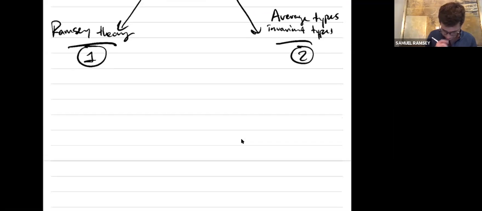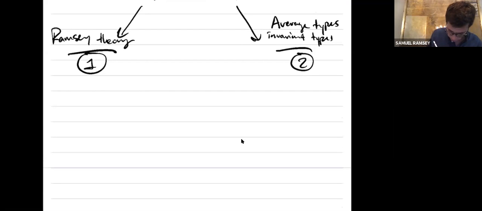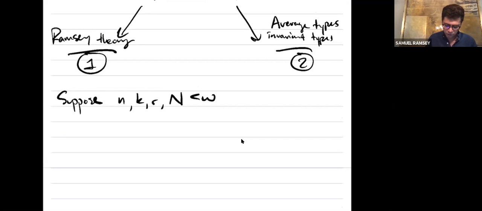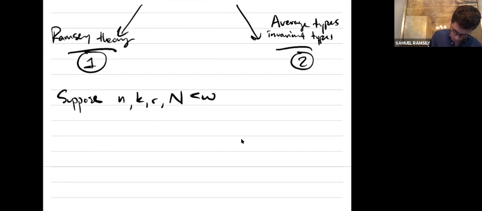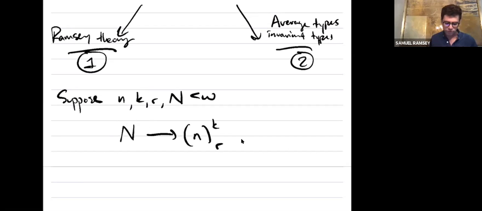Now, let's just recall some notation. So suppose I have some numbers, like let's say N, n, k, r, which are less than omega. And we're going to write the following symbol, which is the Erdos-Rado arrow notation. Oh, wait, no, I did it wrong. I always do it wrong. Okay, the number N goes to parentheses n, with superscript k and subscript r.